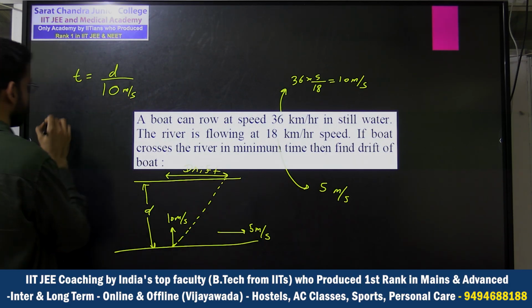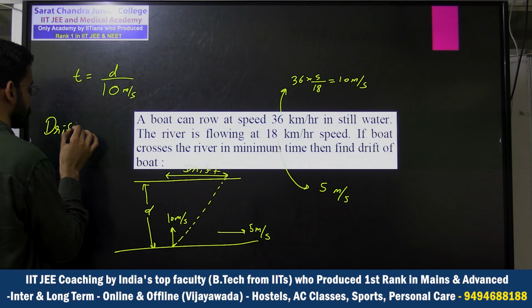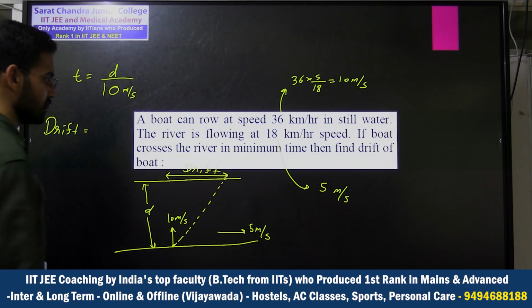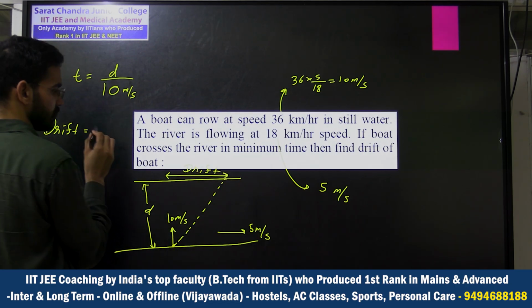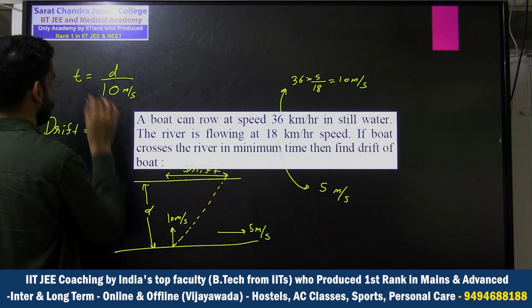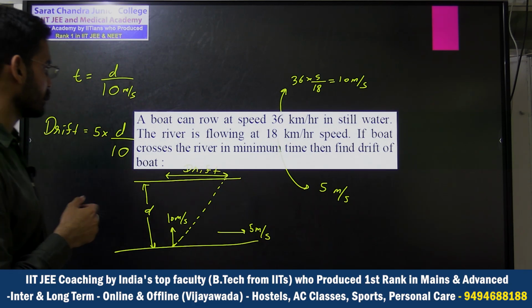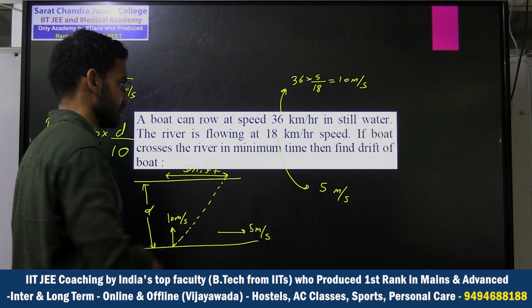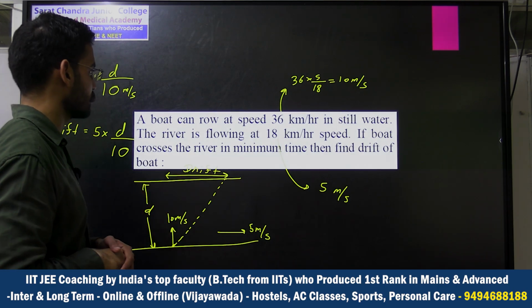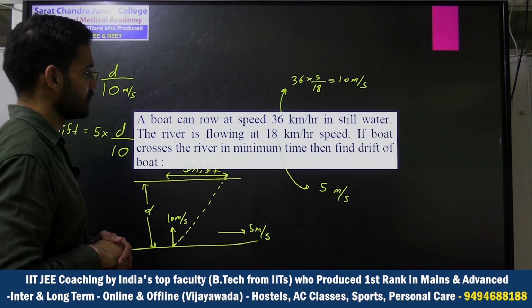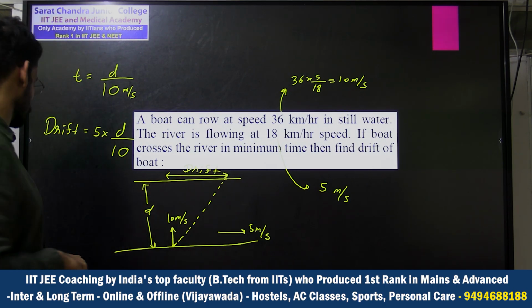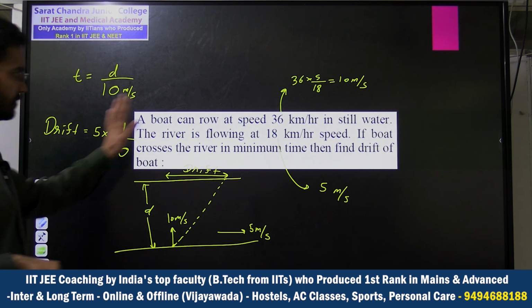Now drift, horizontal displacement, right? Drift will be what? Velocity into time taken. So velocity is how much? 5, and time how much? d by 10. So if he gives the distance between the banks of the river, then only will we be able to solve. That is not given here. It's okay. If the question is completed, then we can solve. So this is the way, the basic thing.